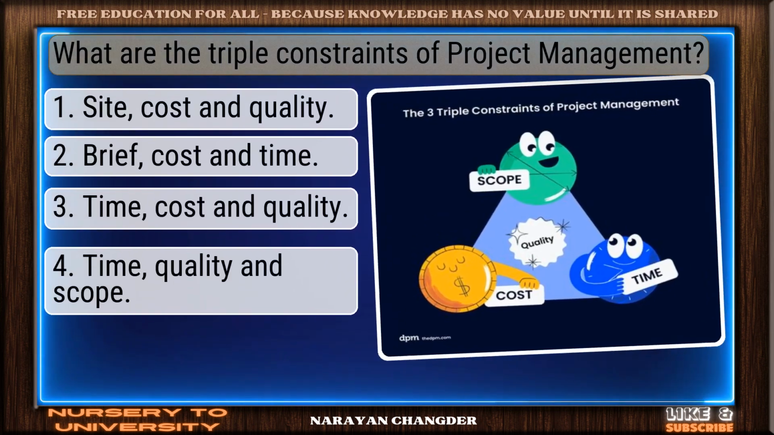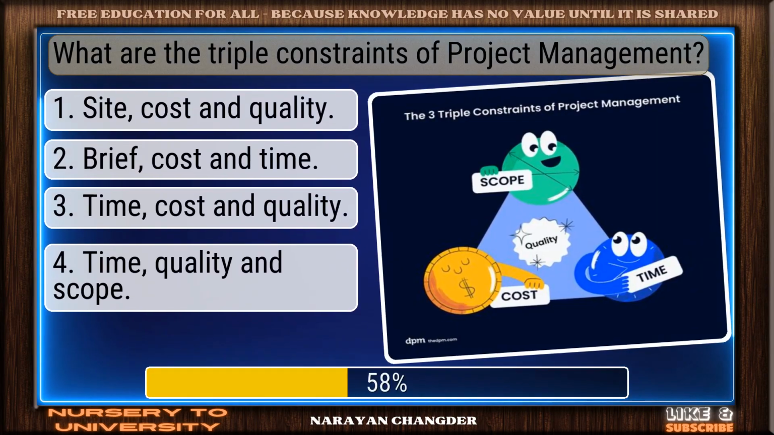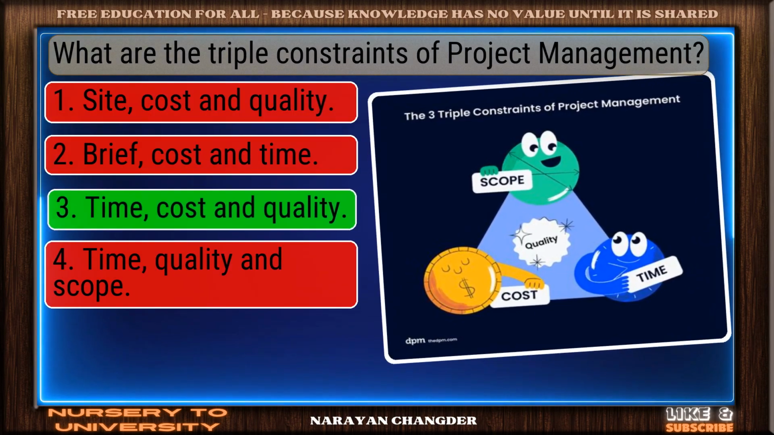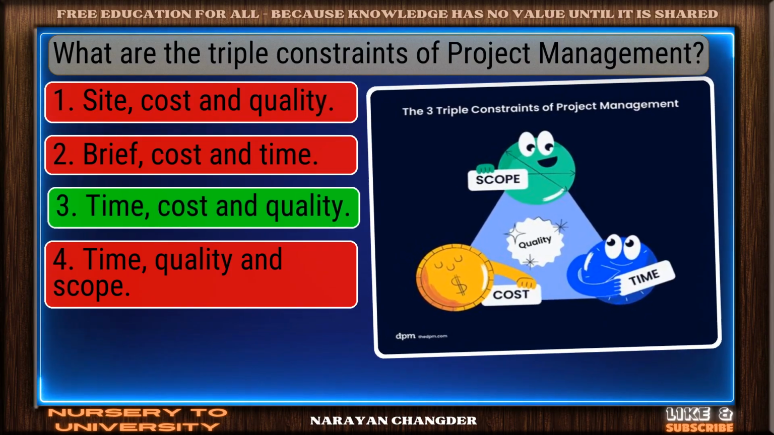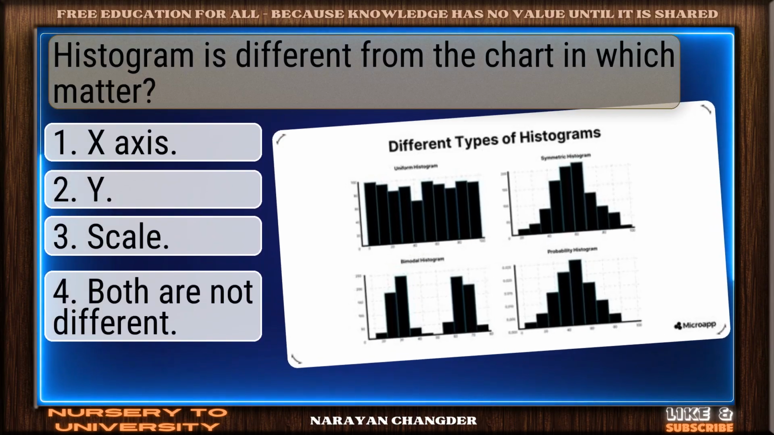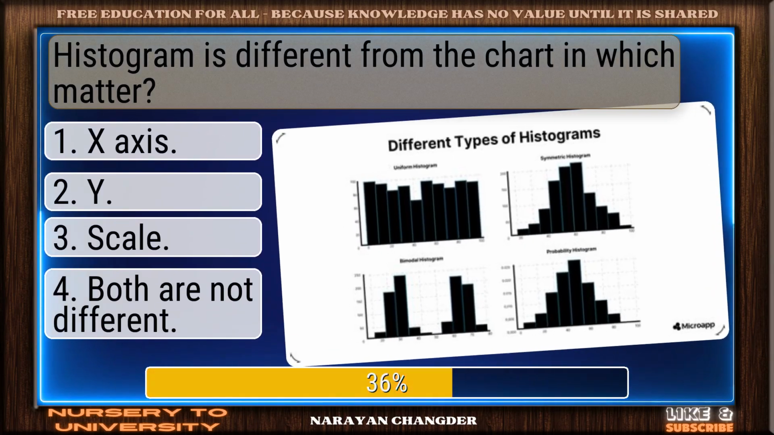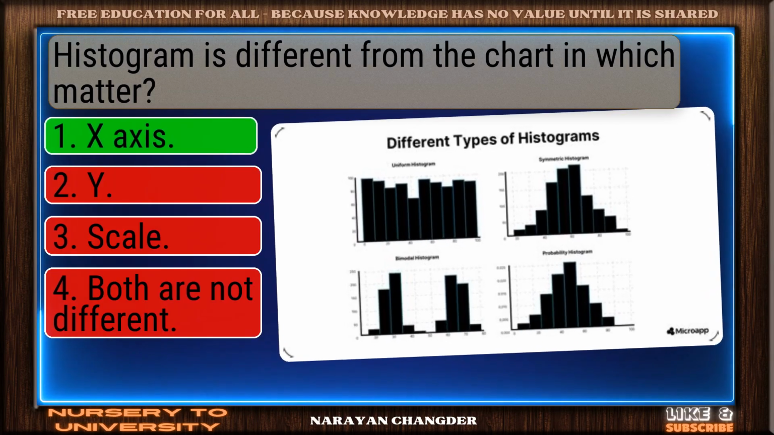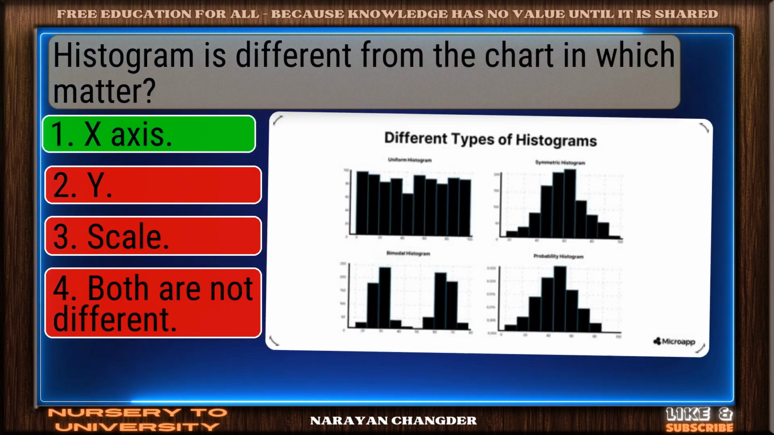What are the triple constraints of project management? Nice selection. Time, cost and quality is the correct and valid answer. Histogram is different from the chart in which matter. Solid response. X-axis is a valid choice.